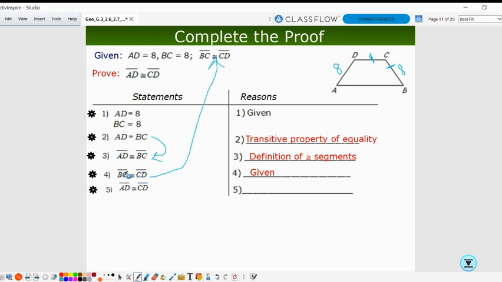If we combine these three statements, this is also your transitive, but it's not a property of equality anymore because we have congruence going on. This is that transitive theorem of segment congruence.